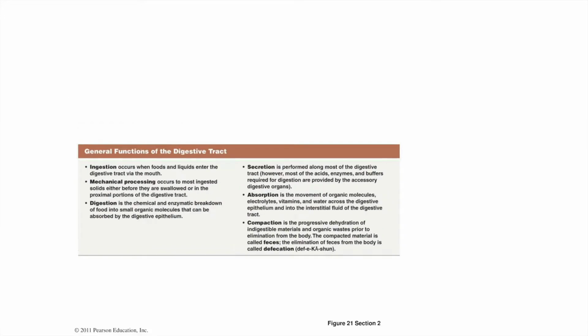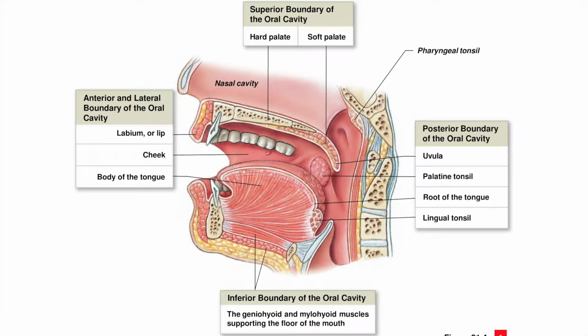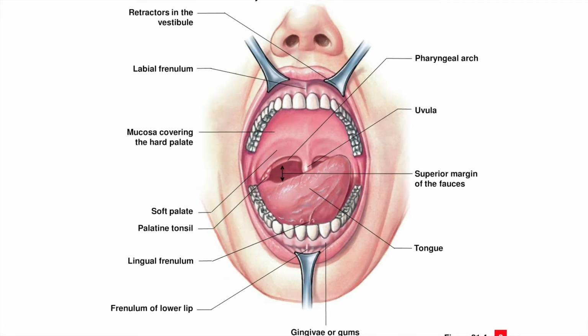So now we're going to look at the parts of the digestive tract. So first we have the oral cavity. This has the tongue, the teeth, and the salivary glands. This is where ingestion happens. Mechanical processing starts here, and chemical digestion starts here as well. There are some enzymes in the saliva that start to break down your food, most notably salivary amylase, which will break down starches.